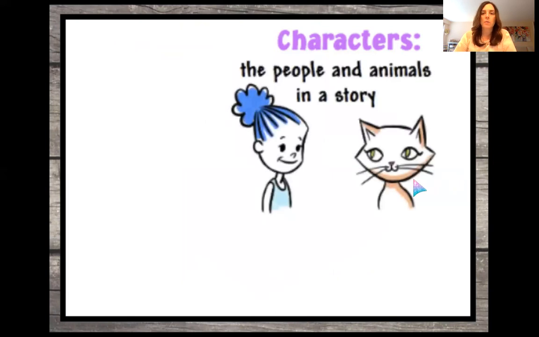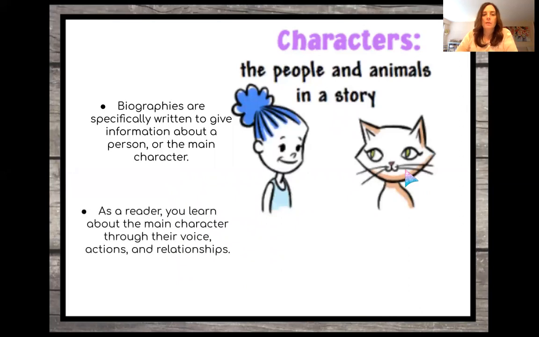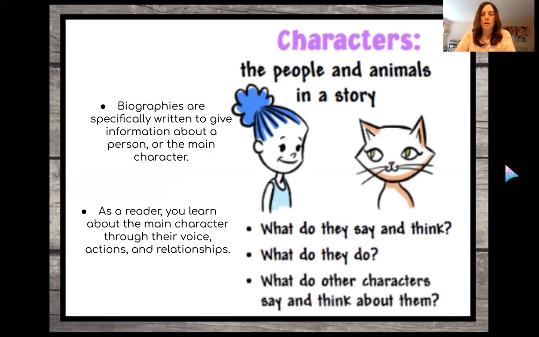The characters are the people and animals in a story. Biographies are specifically written to give information about a person, which is usually the main character. So as a reader, you learn about the main character through their voice, what they say, their actions, and their relationships. Some questions that you can ask as you read to help you understand the character: What do they say and think? What do they do? And what do other characters say and think about them?